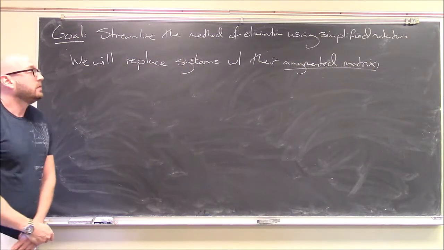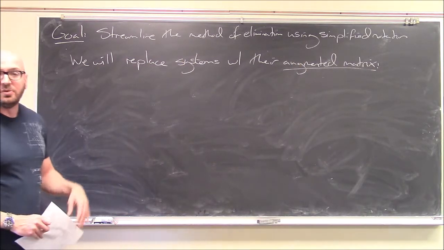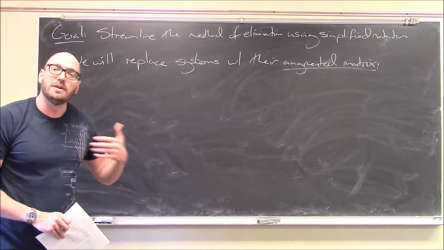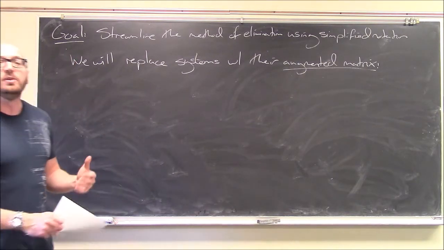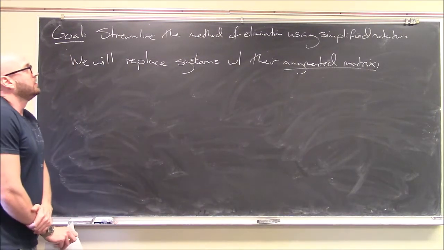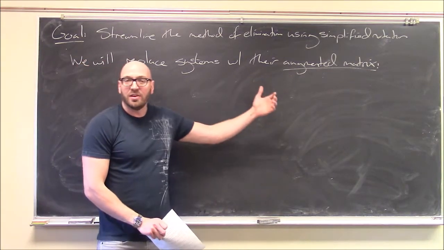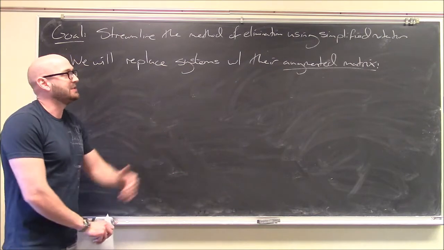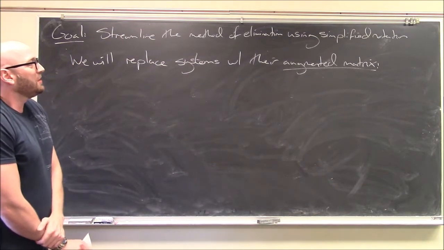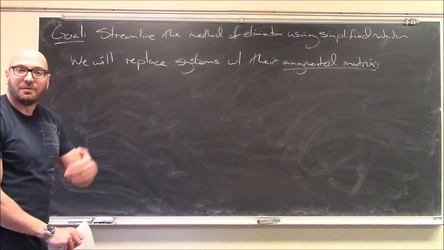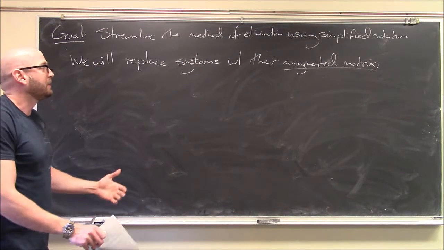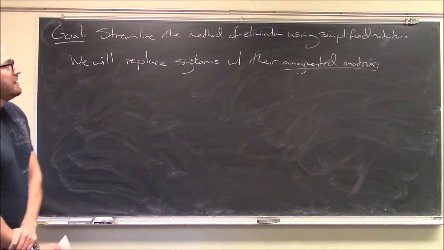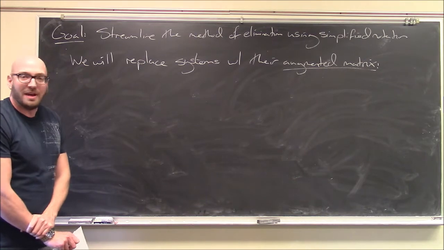So our goal, at least in this section, is to simplify or to streamline our method of elimination using simplified notation. So again, it wasn't really necessary when we're working with small systems, these two equations, two variables. It wasn't really necessary, but once you start getting up to 5 or 6 equations, lots of 5 or 6 variables, everything can become sort of a mess to track.